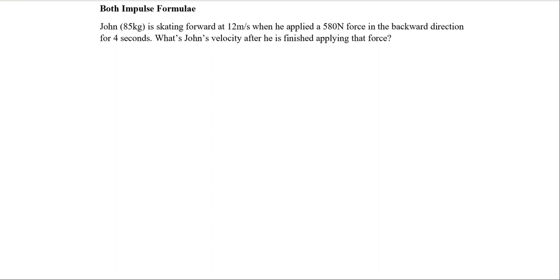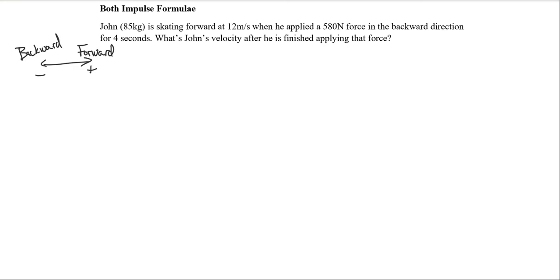John is skating forward at 12 meters per second when he applies a 580 Newton force in the backward direction for 4 seconds. What's John's velocity after he has finished applying that force? So it looks like we have some directions going on here. I'm going to begin just by saying forward is positive and backwards is negative.